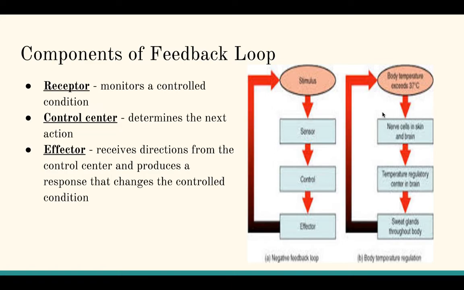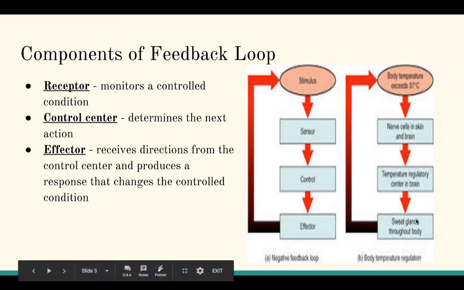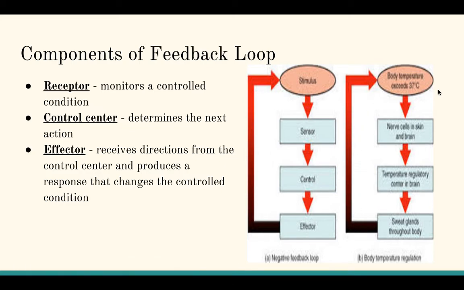So let's see what happens here. The stimulus is that the body temperature exceeds 37 degrees Celsius, which means there's a fever. It's too hot. Nerve cells in the skin and in the brain sense this. Then a message goes to the temperature regulatory center of the brain. Then sweat glands throughout the body begin to be activated. As that happens, the body sweats, heat is removed, and hopefully body temperature drops. That's why sometimes when you get a fever, you get really super sweaty. Your body is automatically trying to bring your temperature down.